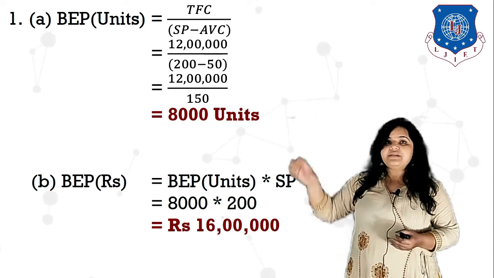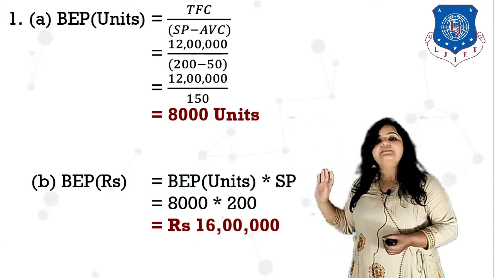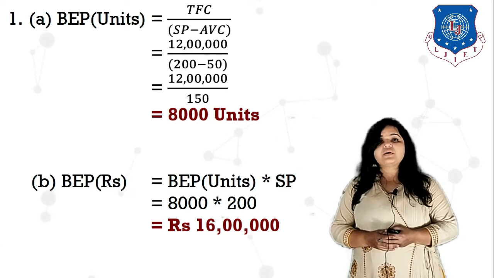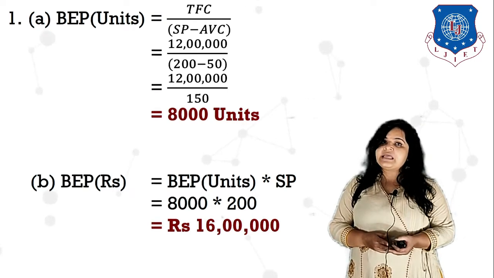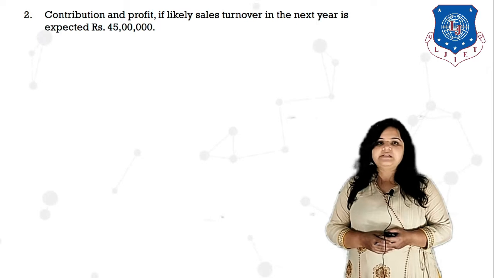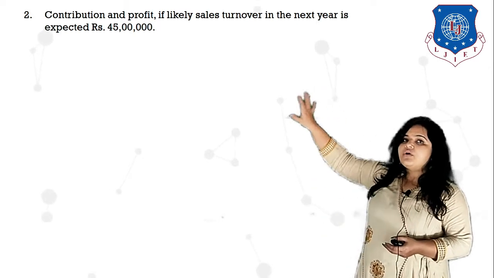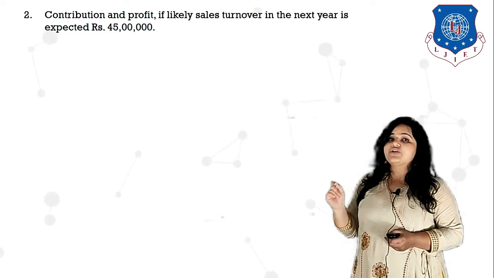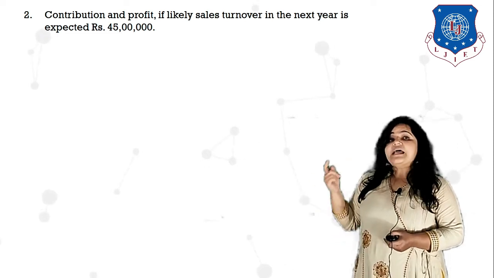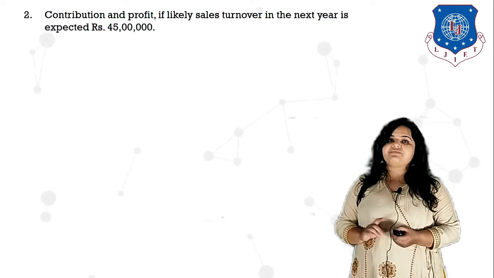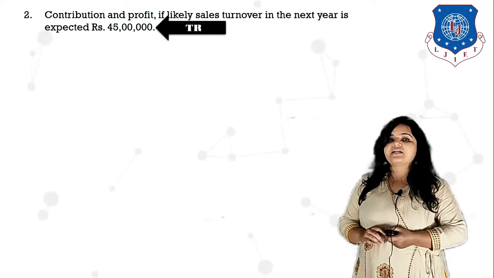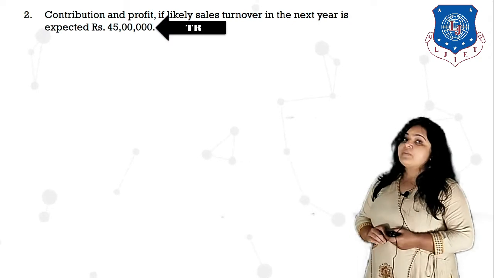We have BEP in units to be 8,000 units, BEP in rupees to be rupees 16 lakhs. Moving forward towards the second question in our numerical, which told us to find contribution and profit if likely sales turnover in the next year is assumed to be rupees 45 lakhs. For this particular question, 45 lakhs would be TR.